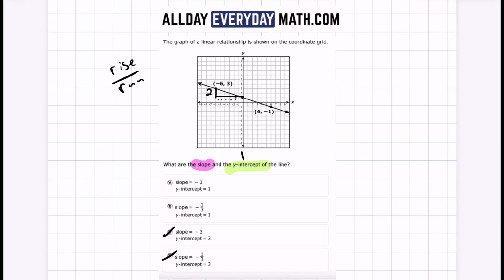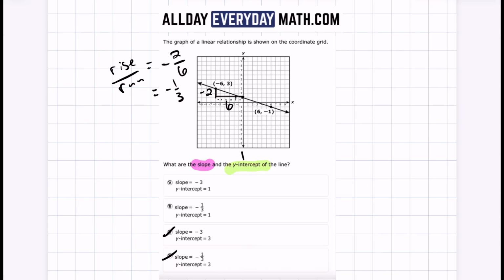5, 6. And so that means that our rise is going to be -2 because we're going down 2. And then our run is just 6. And so -2 over 6 would be our slope, which we can simplify to -1 over 3. And so that would be our slope.